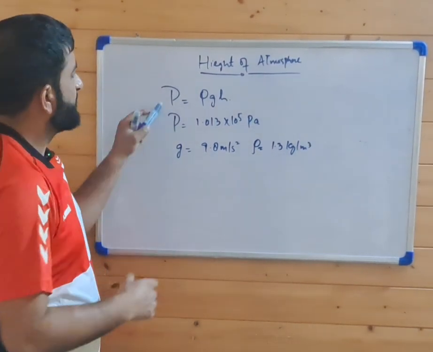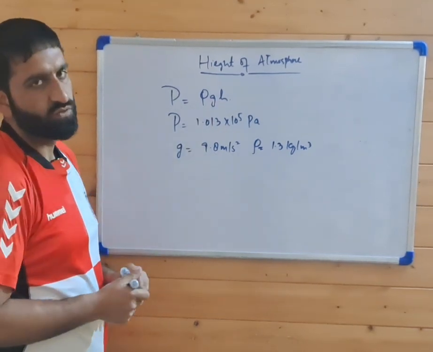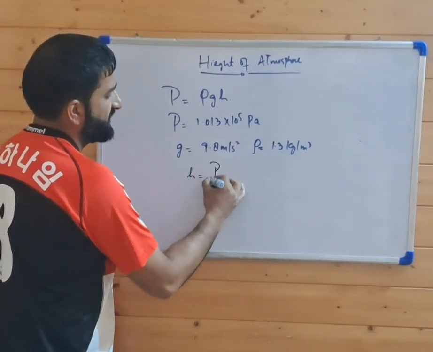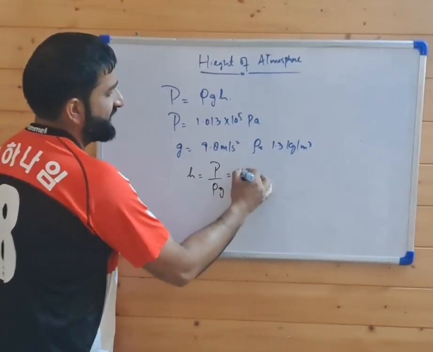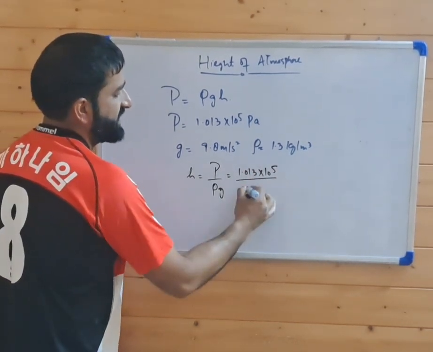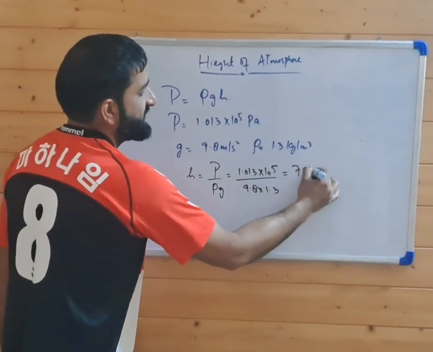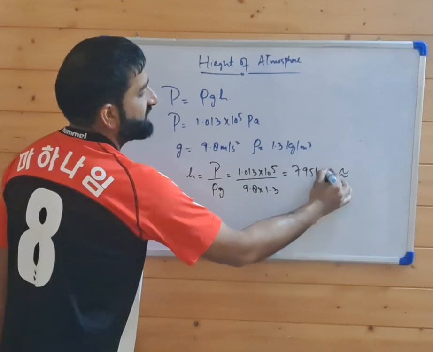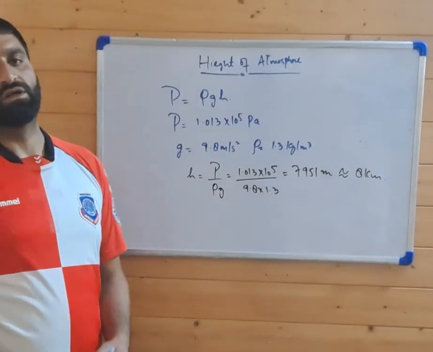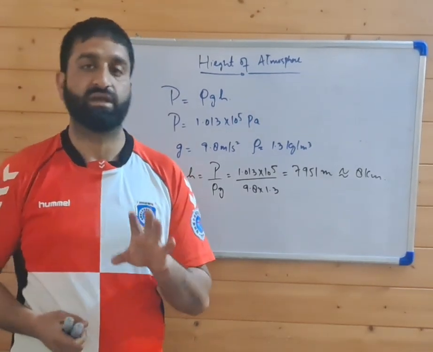As in this equation we have one unknown, we can calculate that unknown, that is the height of the atmosphere. So h is equal to P divided by rho into g, that is 1.013 into 10 raised to the power 5 pascals divided by 9.8 into 1.3. That gives us the value of 7951 meters, which can be roughly taken as 8 kilometers. So the blanket of air exists up to 8 kilometers as per the calculations.